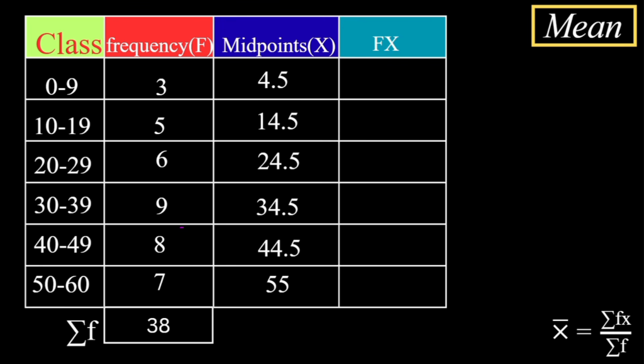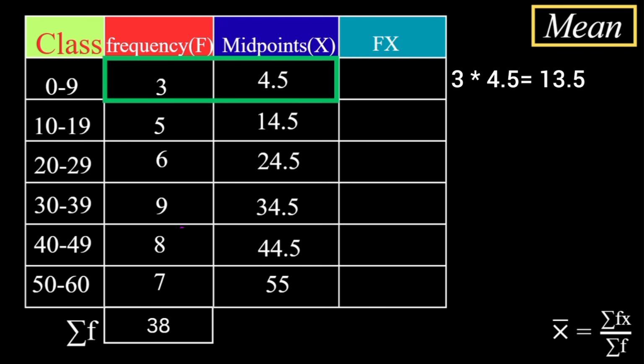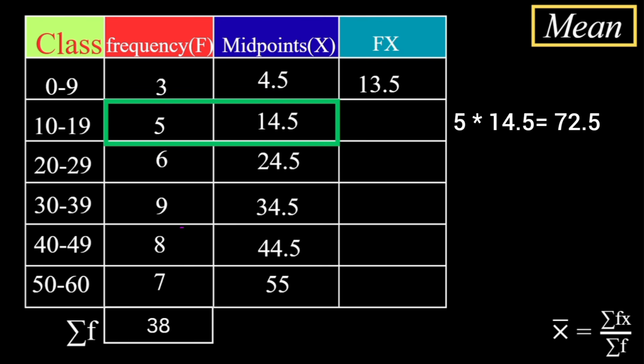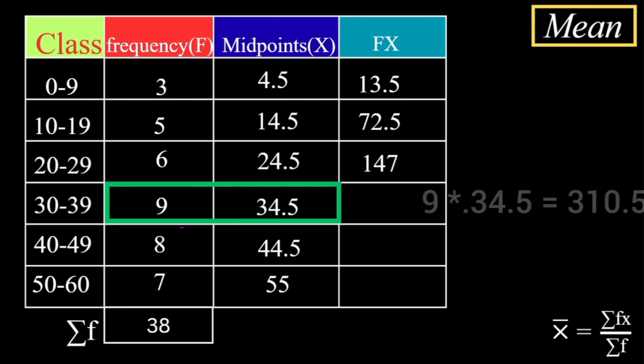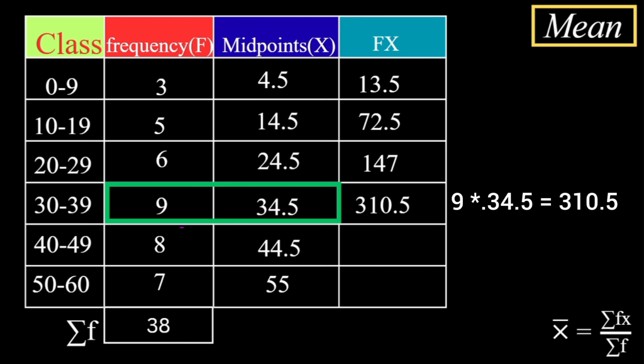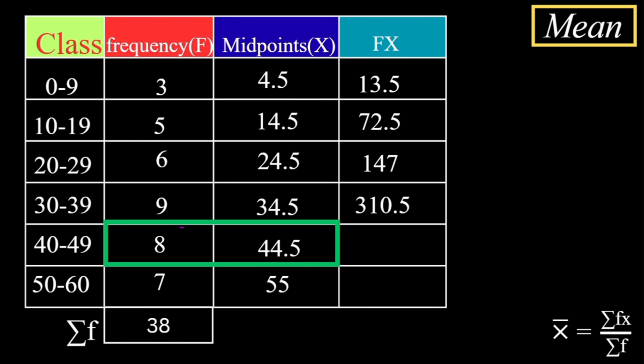Now having got x, we can easily now get fx, because it is basically the multiplication of f and x. For instance, for this one it shall be 3 multiplied by 4.5, and that gives us 13.5. Then 5 multiplied by 14.5, that gives us 72.5. Then next it is 6 multiplied by 24.5 to get 147. Then 9 by 34.5, that gives us 310.5. Then 8 multiplied by 44.5, that gives us 356. And lastly 7 by 55, that is 385.